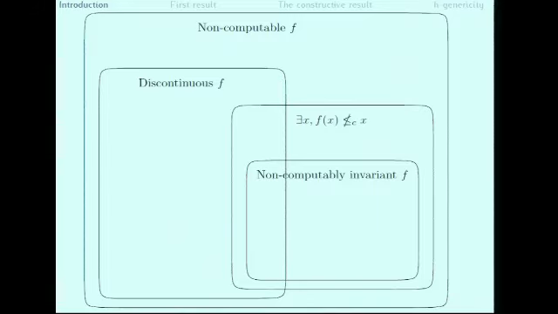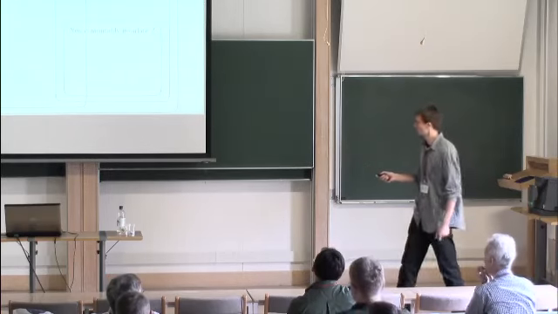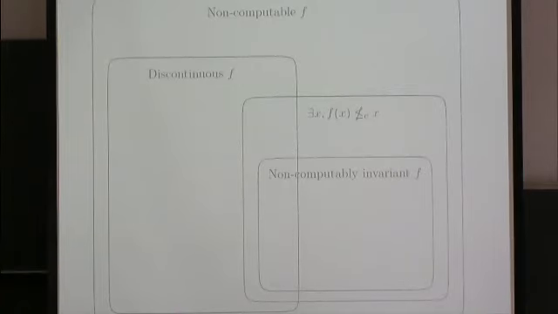So computably invariant means that the image of a computable point is computable, not necessarily uniformly. It's a nice exercise to try to find examples in all these regions. Can someone give me a function which is not computable just for topological reasons? Just a discontinuous function, but if you take a computable point, its image is computable.